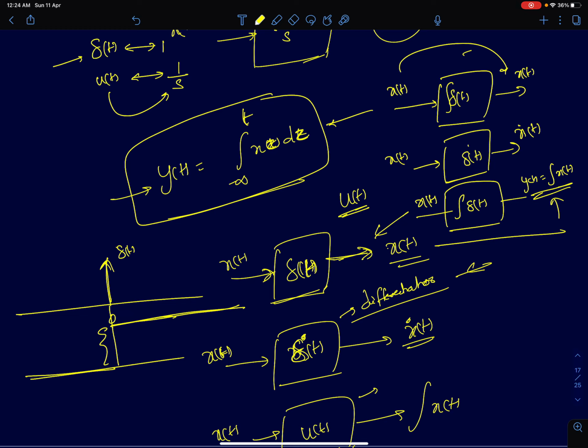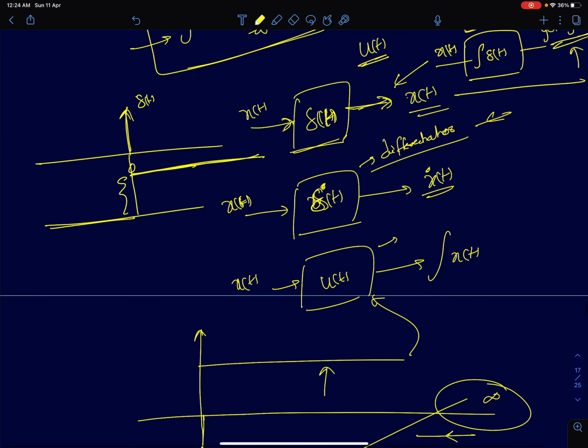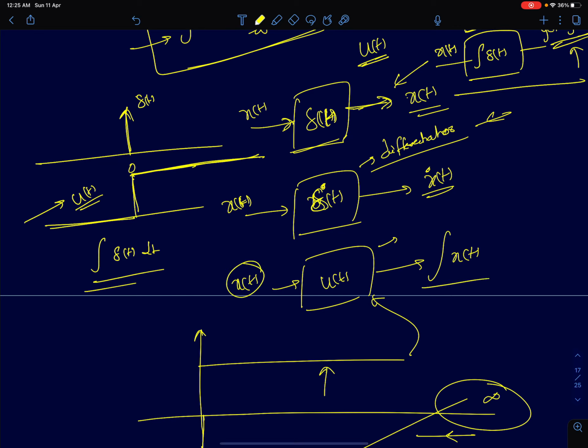Okay, and the step then will remain constant forever. So this step function u of t can be written as the integral of an impulse function. Therefore, if I feed a function x of t, the output will also be an integral. The output will be an integral of the input function.